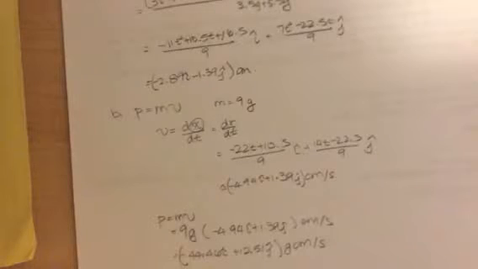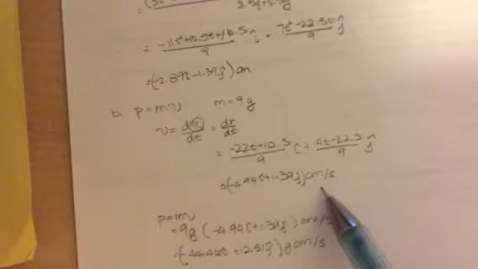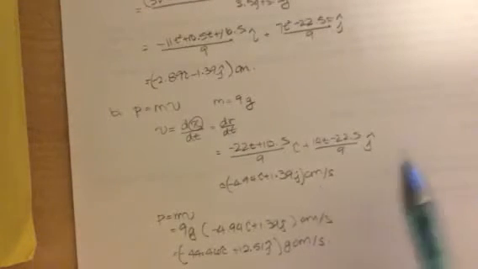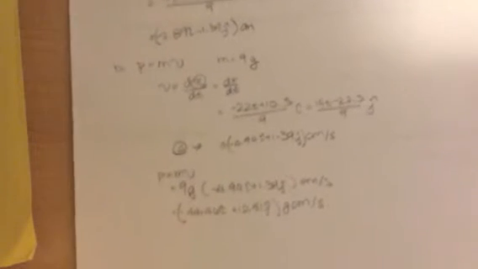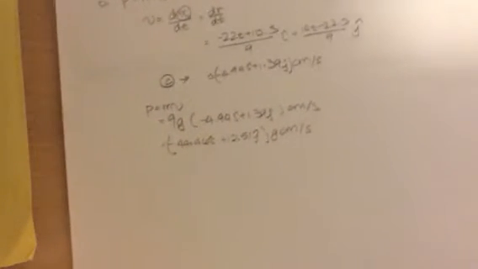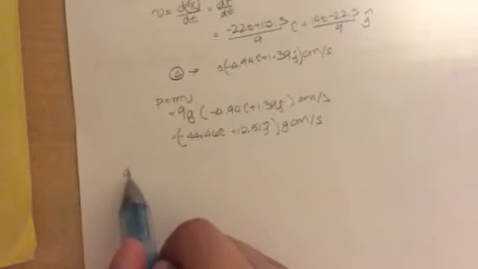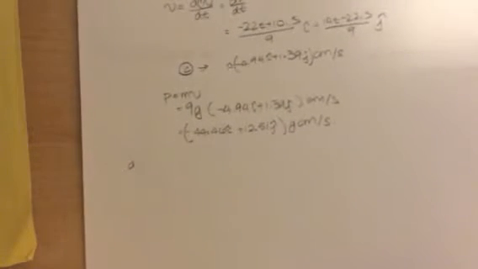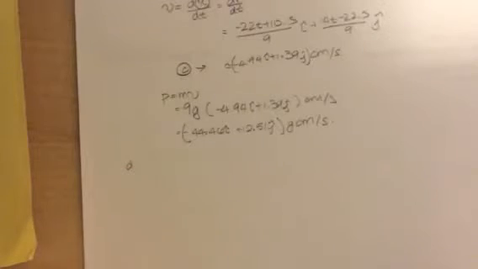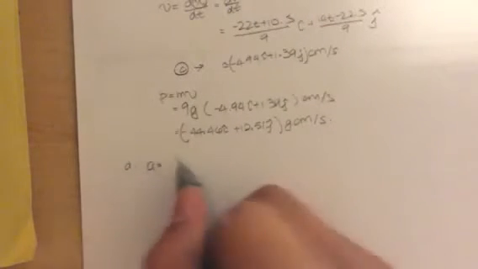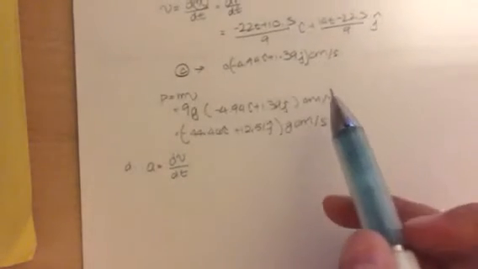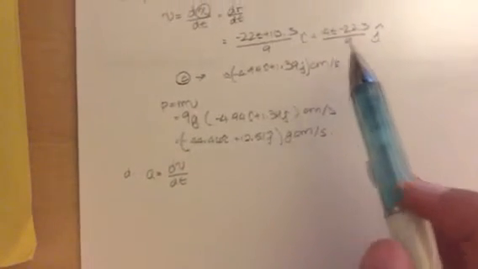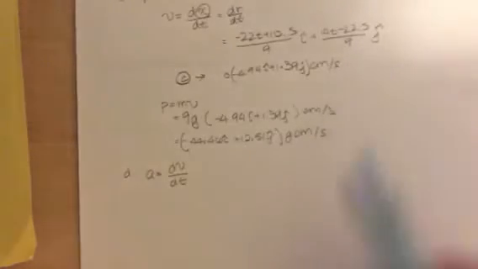Part C asks for the velocity of the center of mass. Well, you found that right here while you were solving for B. So this is the answer to part C. Okay, moving on to part D. Part D asks for the acceleration of the center of mass. We know that acceleration is the derivative of velocity with respect to time. And you found velocity in part C, in terms of t, right here.